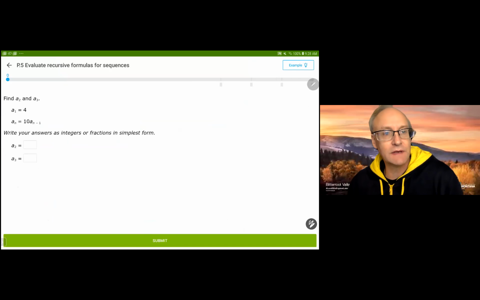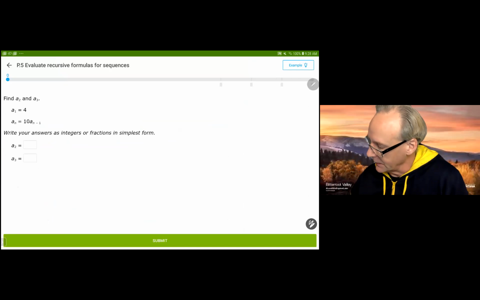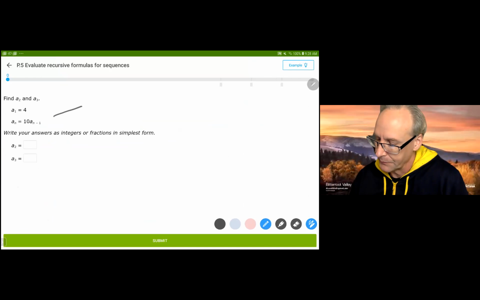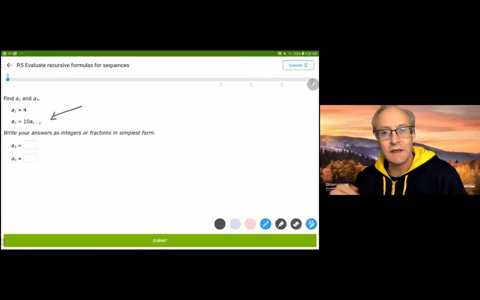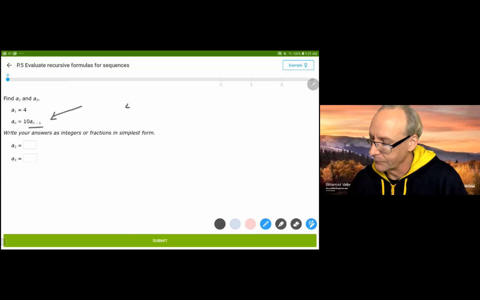So basically what they're telling you is in this formula right here, let me point at it real quick. This is saying to get to the next number, take the number before and multiply it by 10, because a to the n minus 1 is the number that happened before in the sequence. And to get to the next number, you have to multiply the last number you did by 10. So we're starting at 4. And this is a to the 1.